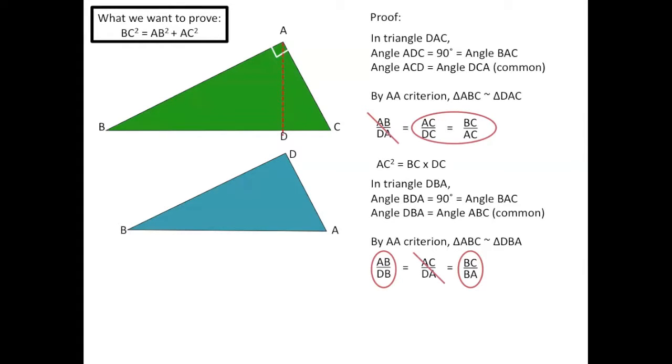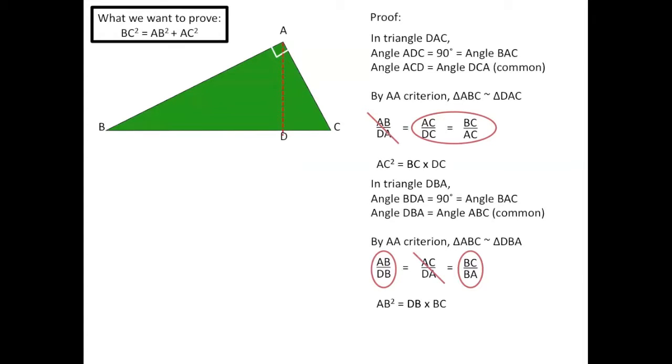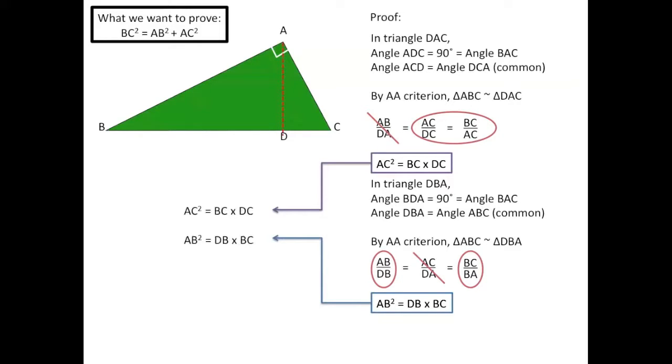Notice that when we cross multiply, we have an AB here and a BA here. These are actually the exact same thing, it's just a different way to represent the same line. So when we cross multiply, we're going to end up with AB squared is equal to DB times BC. Now we finally have the two equations we need to do our proof. So let's write them out over here.